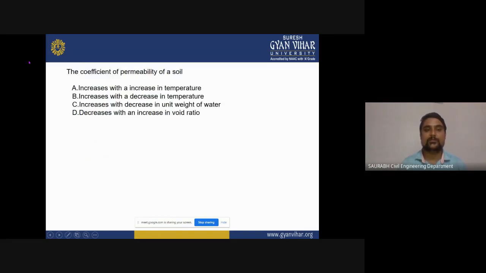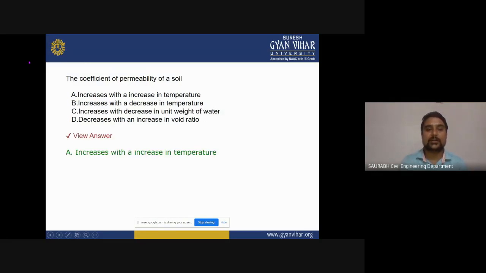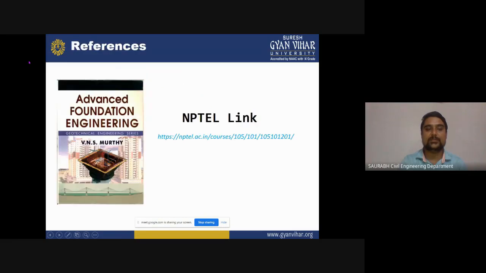Now come to the next question. The coefficient of permeability of soil increases with the increase in temperature, increases with the decrease in temperature, increases with the decrease in the unit weight of water, or decreases with the increase in void ratio. The right answer will be increases with the increase in temperature.